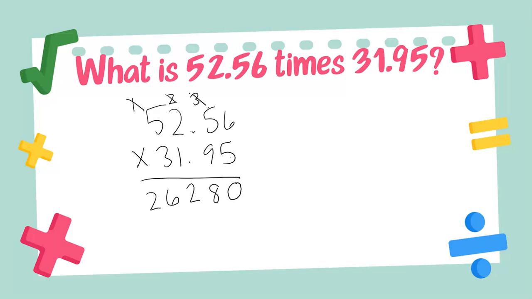Now, as we move to the next place value, we put a placeholder 0. And then we start. 9 times 6 is 54. Put down the 4, carry the 5. 9 times 5 is 45, plus 5 is 50. Put down the 0, carry the 5. 9 times 2 is 18, plus 5 is 23. Put down the 3, carry the 2. 9 times 5 is 45, plus 2 is 47.